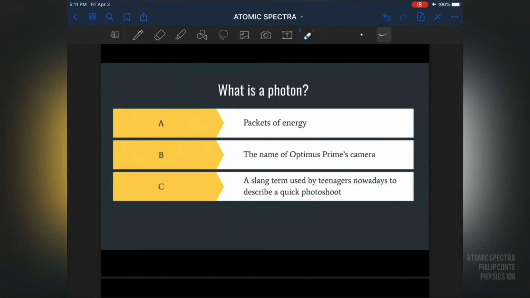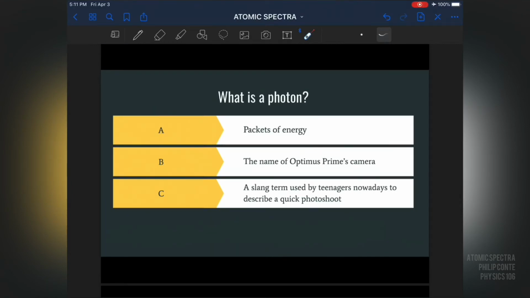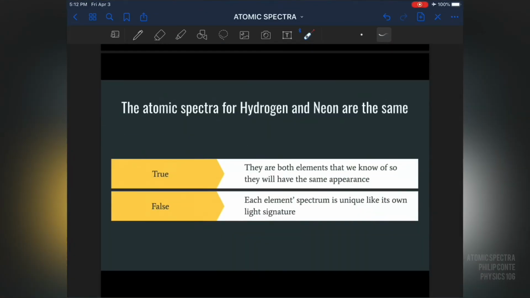Next question. What is a photon? Is it A, packets of energy? Is it B, the name of Optimus Prime's camera? Or is it C, a slang term used by teenagers nowadays to describe a quick photo shoot? You got it right again. The answer is A.